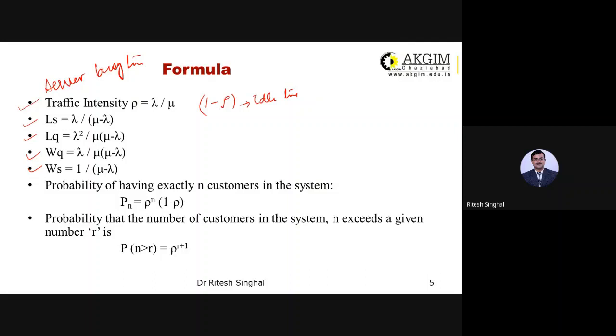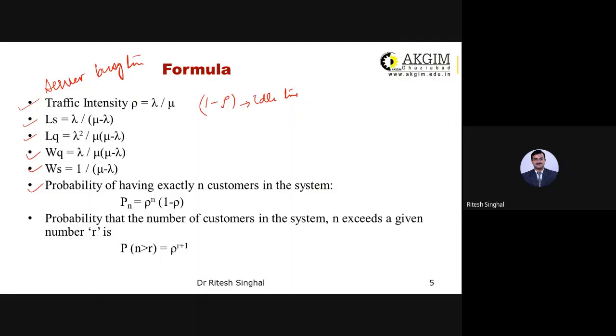The fifth one is the probability of having exactly n customers in the system. For example, if somebody asks you, what is the probability of having 5 customers in the system, or 10 customers in the system? Just put the value of n into that, either 5 or 10 or 2 or 4, whatever, and then you will get the probability of having n customers in the system.